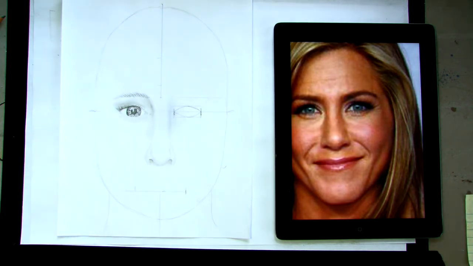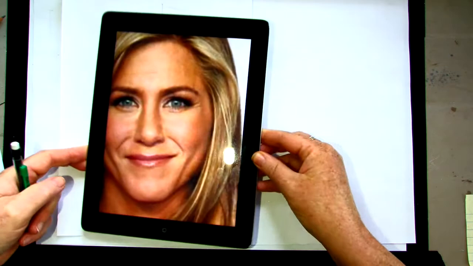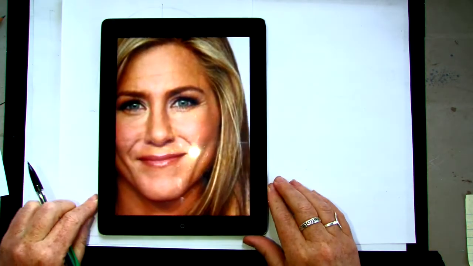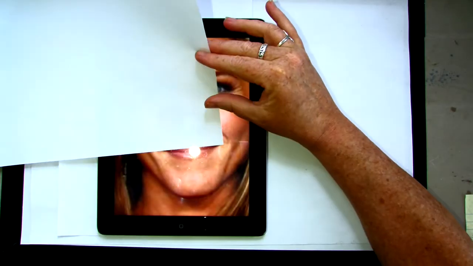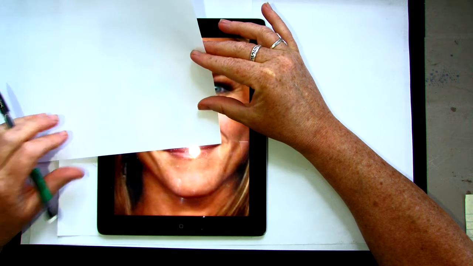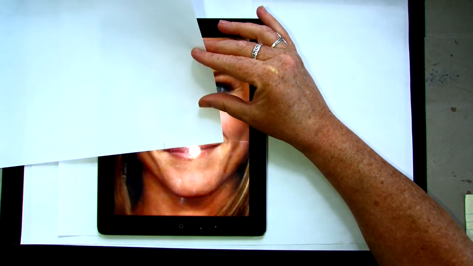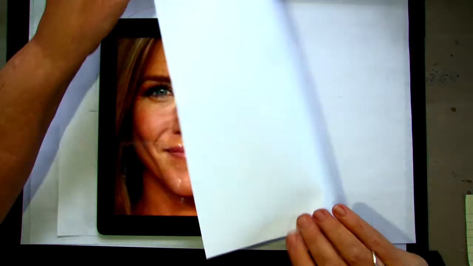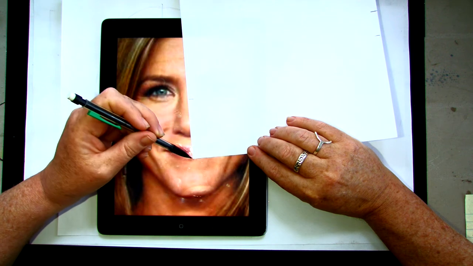Okay, so I know what the width of the mouth is, but we need to determine the height. This is exactly the same thing we did with eyes. So I'm going to bring in Jennifer Aniston, and we will figure out the math using her mouth. So we already know what the width is. You always start with the known factor. So that is the width of the mouth. And then now I'm going to turn the piece of paper and figure out what the height is.